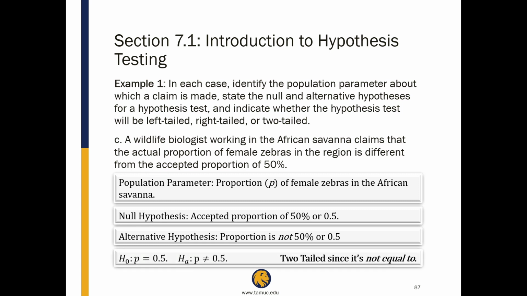So how we're going to write our null and alternative hypothesis is H0 is p equal to 0.5, and H sub a is p not equal to 0.5. Since it's not equal to, it's what they call a two-tailed hypothesis test.